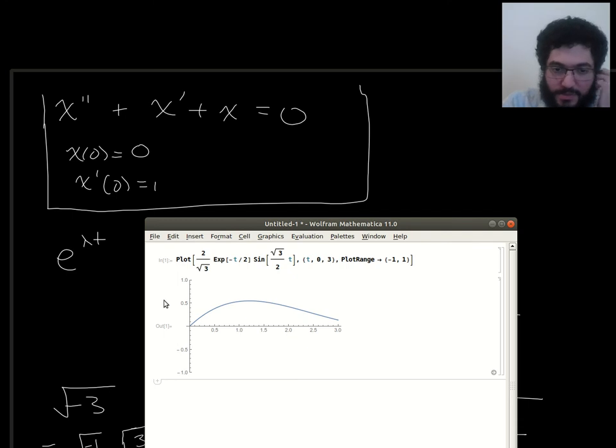So x of 0 equals 0 tells us that when time is 0, the value of x should be 0. So it should be there. Okay, good. So the graph passes through 0, 0. The second initial condition is telling us about the slope of this graph. It's saying x prime of 0 should be 1. So here we should have a slope of 1. And indeed we do.